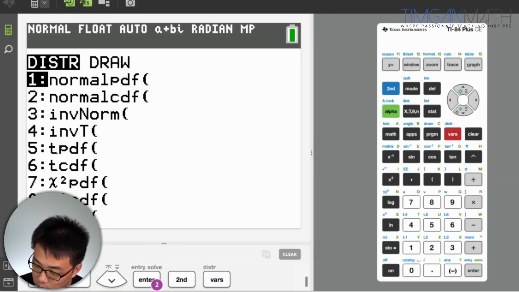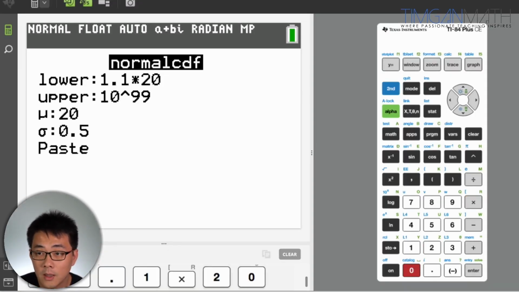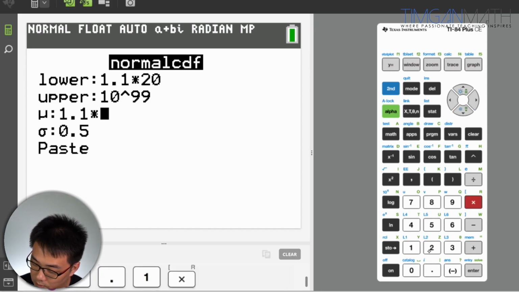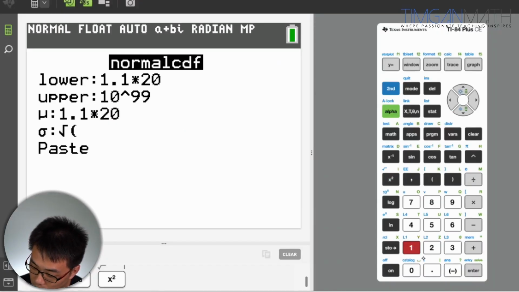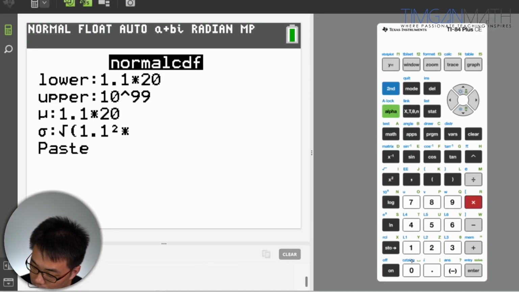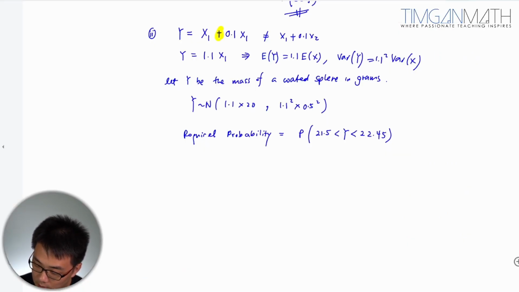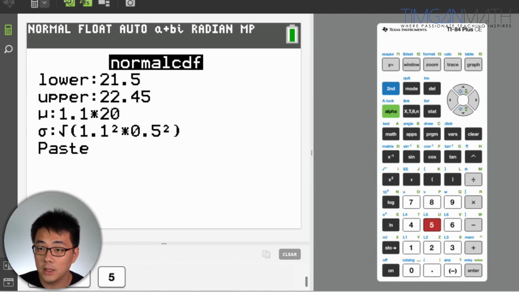So normal distribution, normal CDF. We're going to put 1.1 times 20 for the mean. Then for the standard deviation, just remember to root it, so root of 1.1 squared times 0.5 squared. There you go. The lower bound is 21.5 and the upper bound is 22.45.